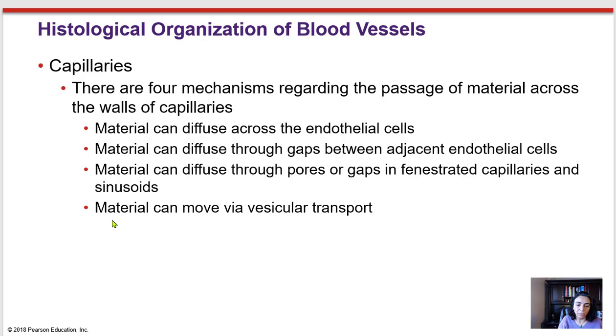sinusoid capillaries. And material can move through the vesicular transport that we have discussed, that when some material is made inside of the cell, it is collected, covered with a membrane to make a vesicle, and then transported to the wall of the cell and poured toward the outside, right? So these are all the ways that the material can be transported through the wall of the capillaries.